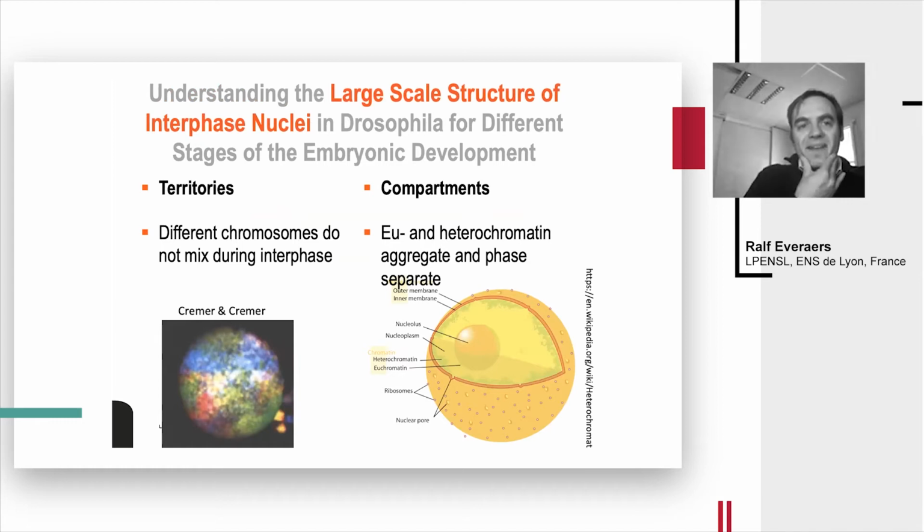So I will make it a bit easier for myself by saying I will not try to understand everything. I will just try to understand the large scale structure of the interphase nuclei. And the two dominant features of this large scale structure we've already encountered several times. The first is the existence of territories, the fact that different chromosomes do not really mix during interphase. And the second is compartments, the segregation between euchromatin and heterochromatin. That is an orthogonal mode of organization of the large scale structure.